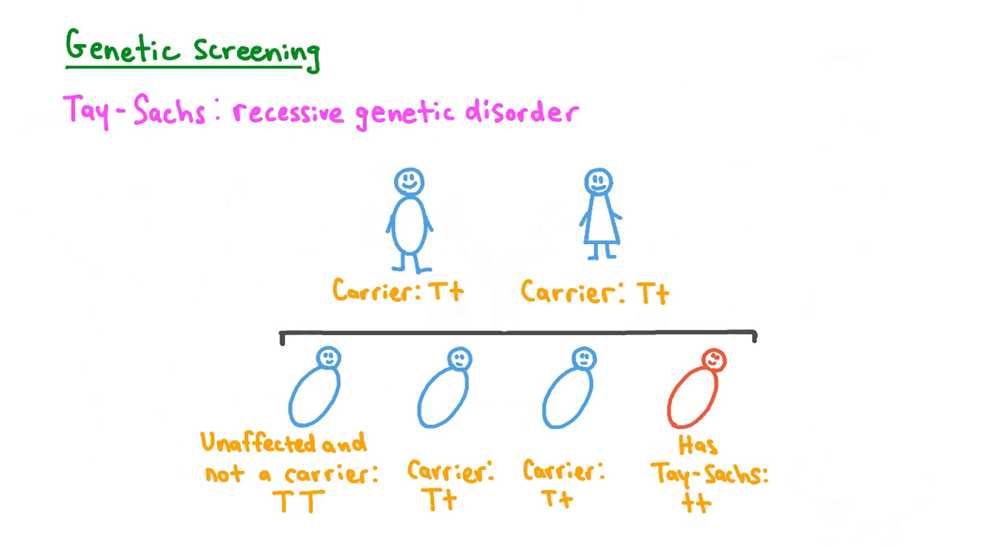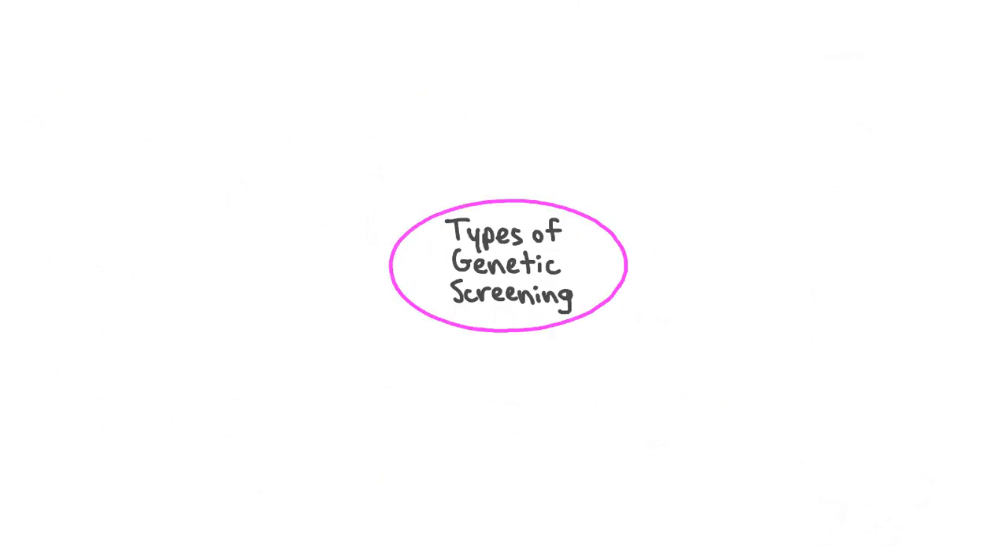By carrying out genetic screening on potential parents, we can better understand the risk they have of passing genetic disorders onto their offspring. This then allows them to make informed choices and prepare themselves for any potential diseases or disorders that may arise in their children. Now let's take a look at some different types of genetic screening.